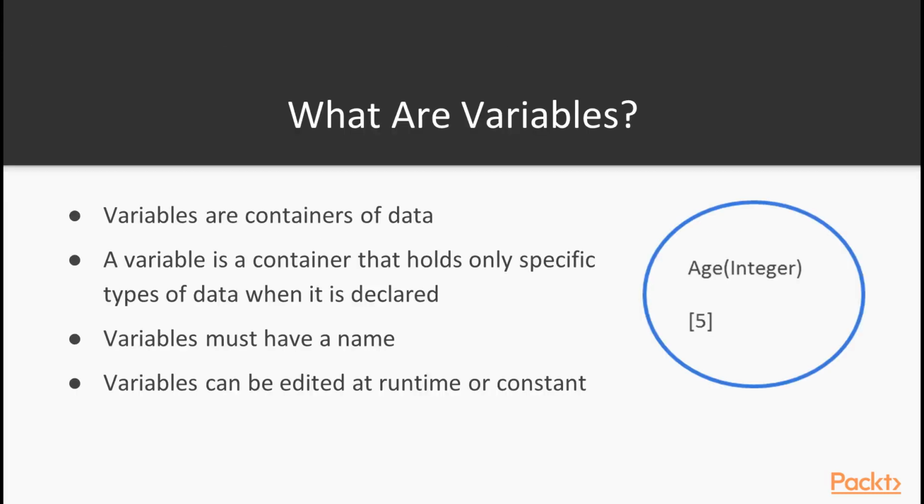Variables are containers of data. A variable is a container that holds only specific types of data when it is declared. When declaring a variable, you must also declare a name for that variable. This is for the programmer to be able to keep track of what is going on. Variables can be editable at runtime, or they can be set to constant, which doesn't allow for it to change once it's been set.